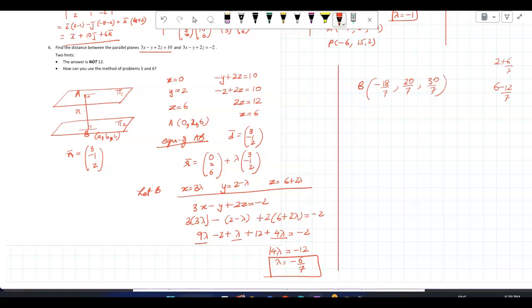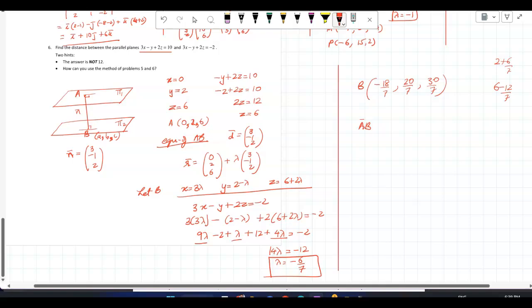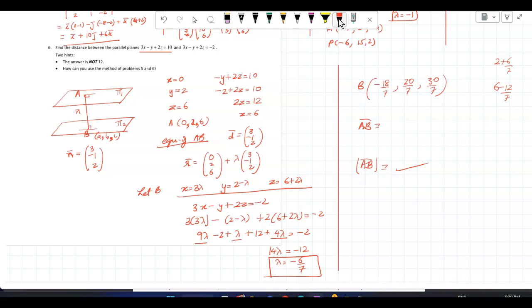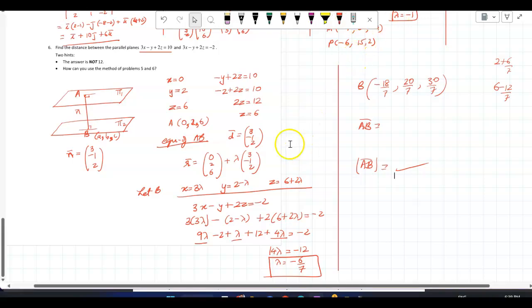And then you find your vector AB and the magnitude basically. Find the vector AB and find the magnitude of AB. That will give you the answer. You know the fractions are coming in, so you can use a calculator now. This may come with a calculator because of fractions.